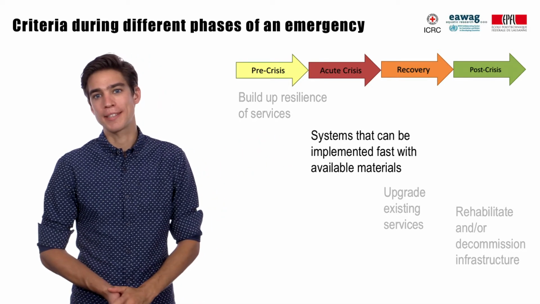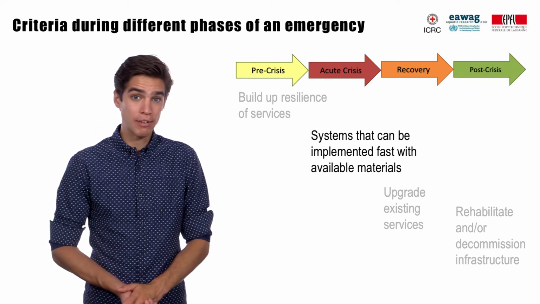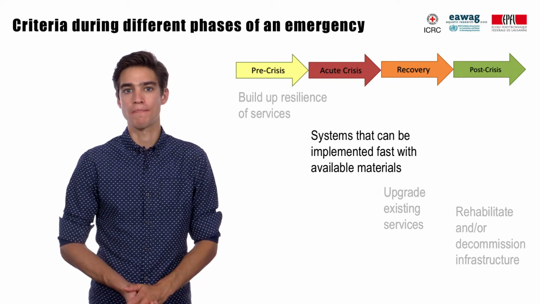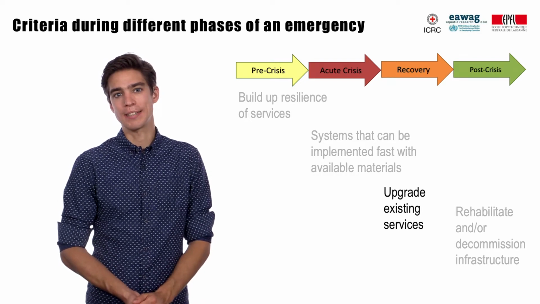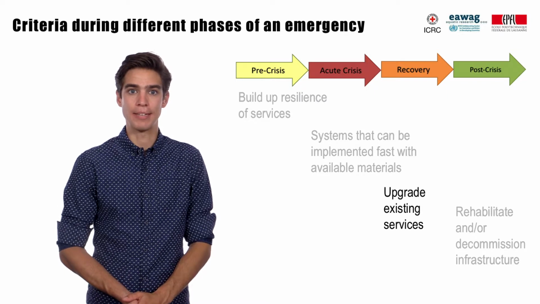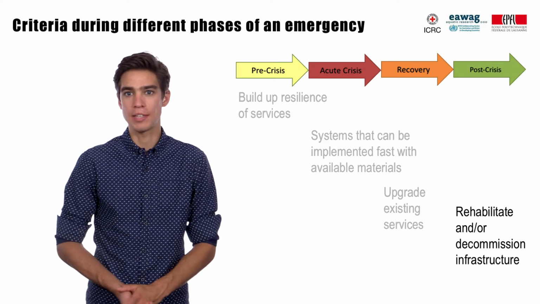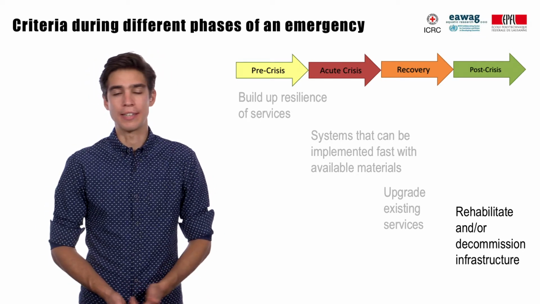During the acute phase, systems are needed that can be implemented fast, with available material and with the skills and capacities of the staff on the ground. During the recovery phase, existing services should be extended and upgraded, and consideration should be given to financial sustainability. Post-crisis is to assure that the complete sanitation service chain is covered and that if infrastructure existed, it is rehabilitated or decommissioned.